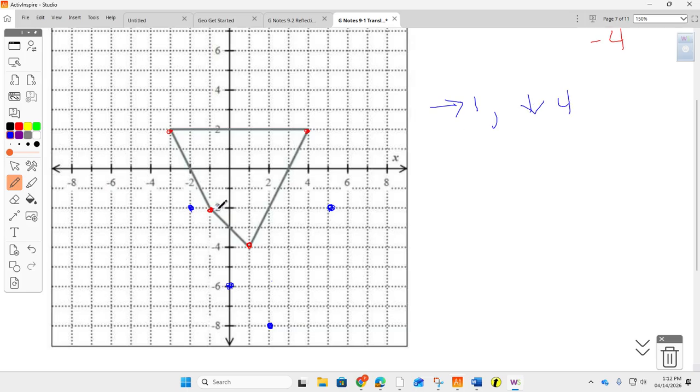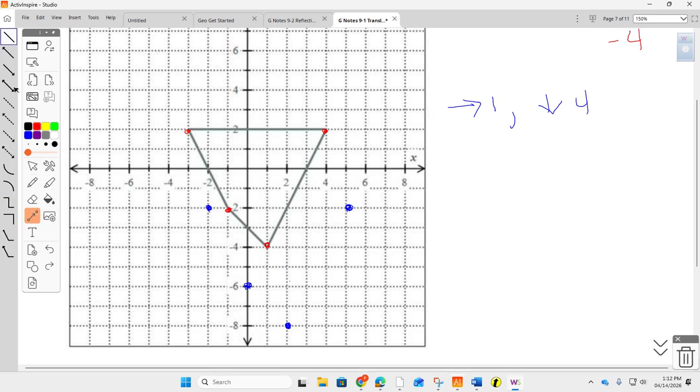So right 1 down 4. Oh, did I do that? Right 1 down 4 for each vertex. So now we're going to connect those with the line tool. You will be doing this, the line tool on Alex.